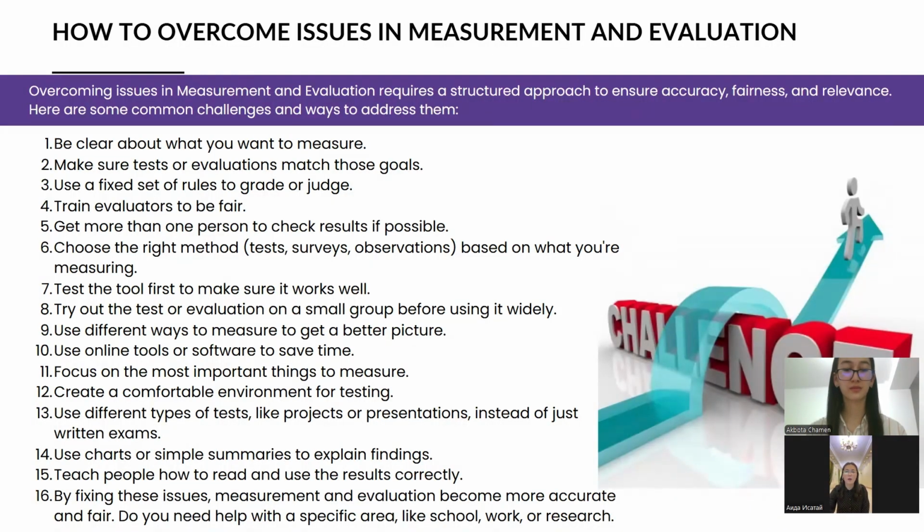And then, how to overcome issues in measurement and evaluation. The first one, be clear about what you want to measure. Make sure tests or evaluations match those goals and train evaluators to be fair. Get more than one person to check the results if possible. And test the tool first to make sure it works well. Use different ways to measure to get a better picture. Use online tools or software to save time. Use charts or simple summaries to explain findings. And teach people how to read and use the results correctly.